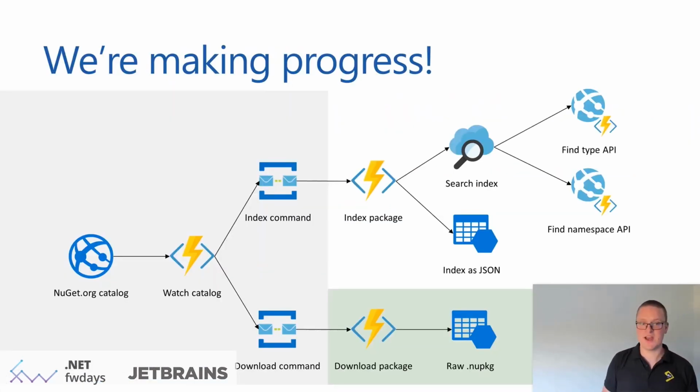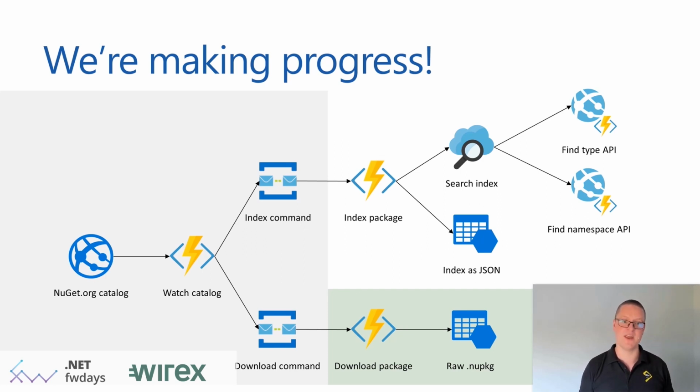Cool. So we now have a trigger binding. We are actually fetching data from the NuGet.org catalog and we are pushing it into an index queue and into a download queue. So we are really making progress. In fact, almost all of that left-hand side is done now. We have that function running and we have two queues that are being populated with the data that we have. Next thing we're going to do is do that download package.